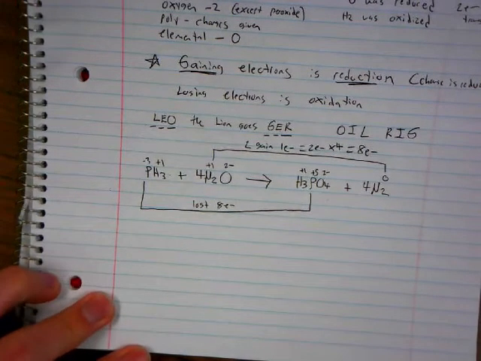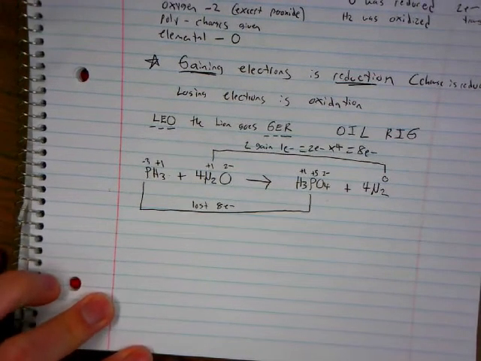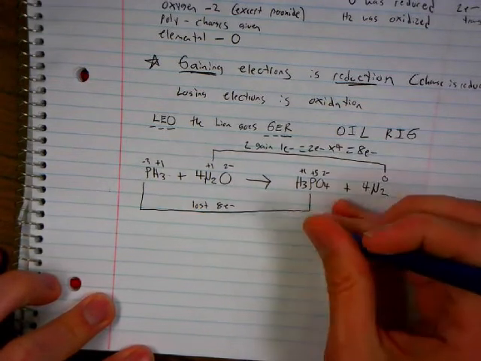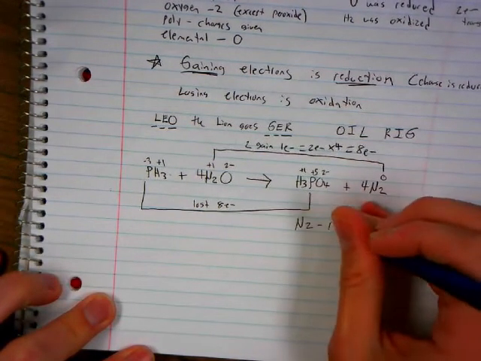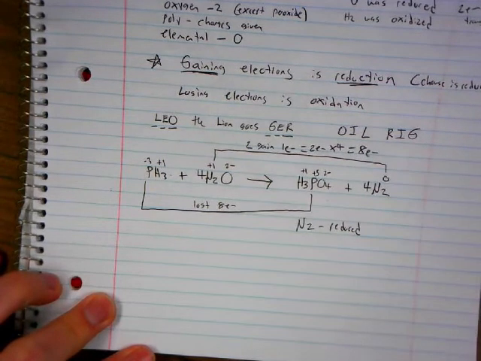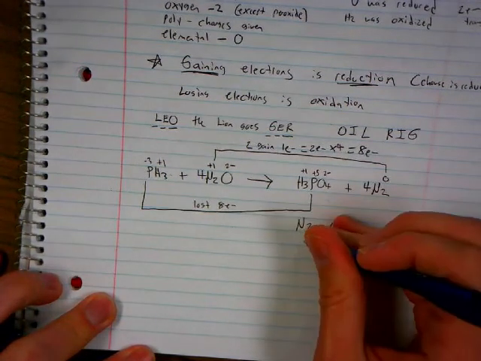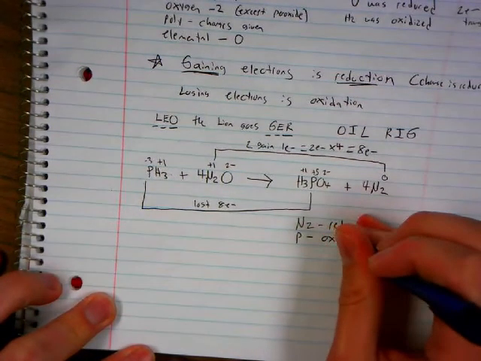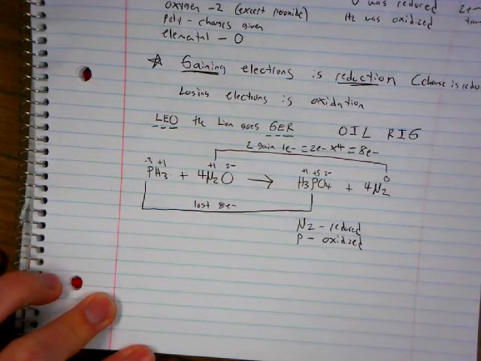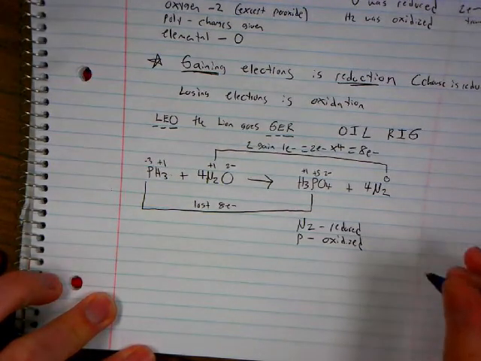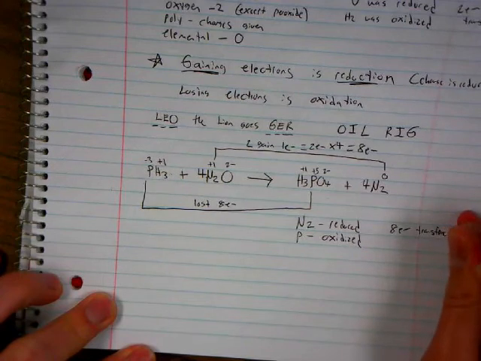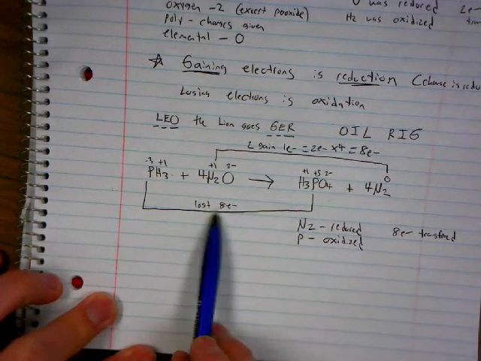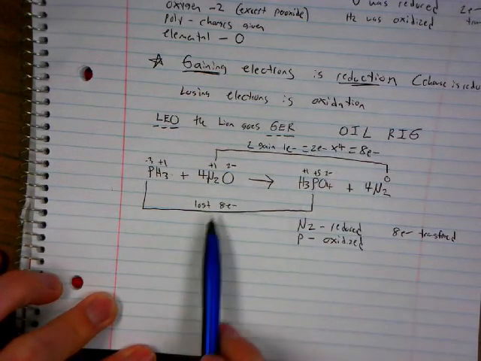So I have 8 nitrogens here. So what coefficient has to go here? 4. Balanced. That's it. What was reduced? N2 was reduced. What was oxidized? P was oxidized. And how many electrons were transferred? 8 electrons transferred.